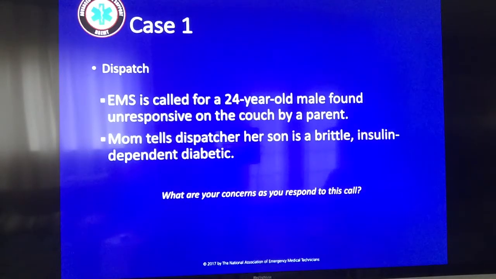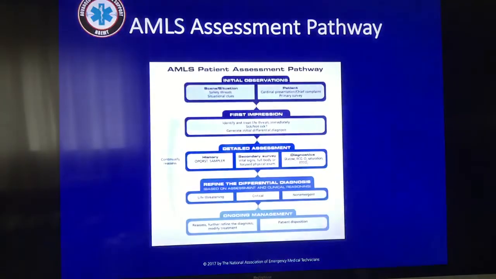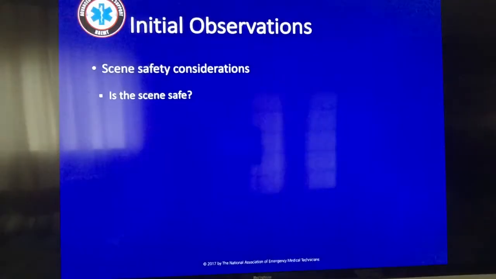Case 1. We're dispatched to a 24-year-old person laying on a couch, and the mom says that my son is diabetic, is very unstable. What would you say? They're not really sure how to treat this patient because diabetes is so brittle. Now, here's our ALS pathway. It keeps us organized, and we move forward.